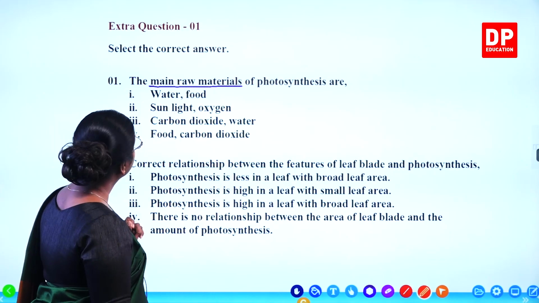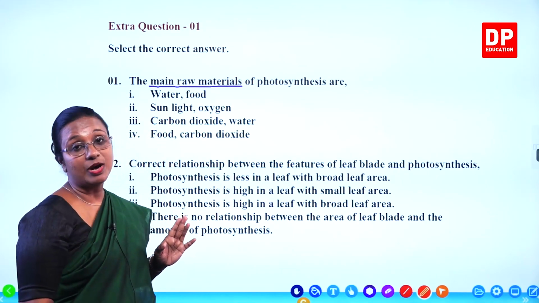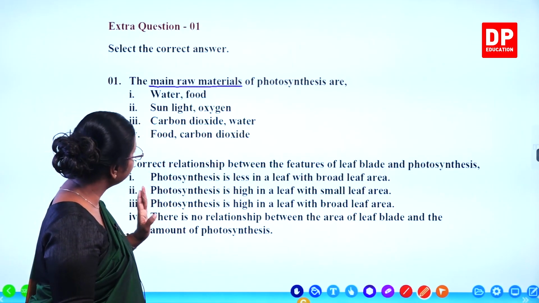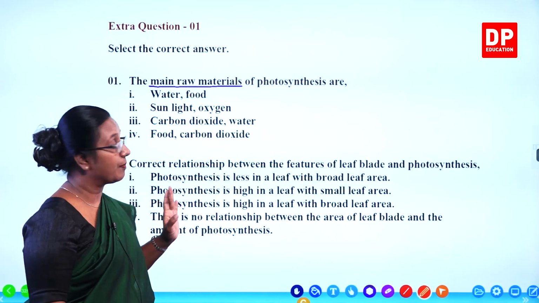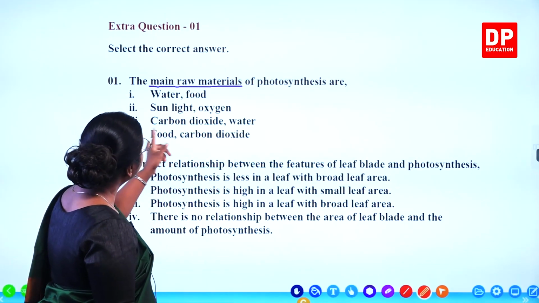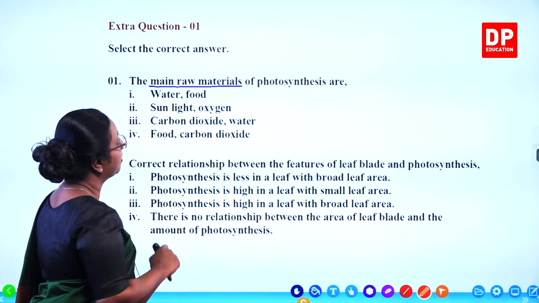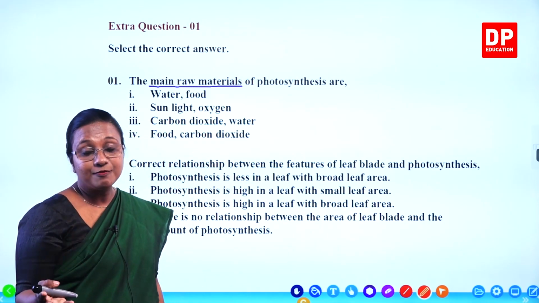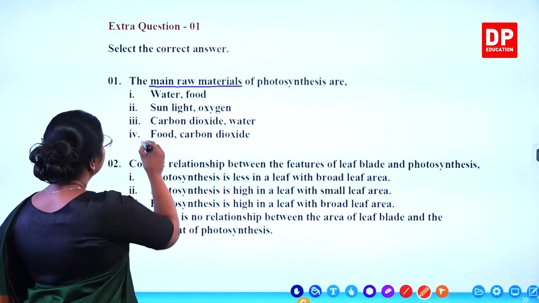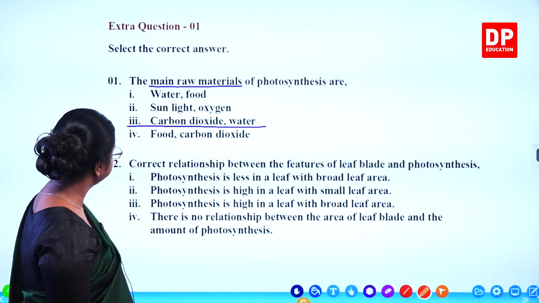So, look at the answers. Water is a raw material. Food is what is produced. Sunlight is needed. It is a factor needed but not a raw material. Oxygen is a byproduct. Carbon dioxide, water, that is correct. Food and carbon dioxide. So, as I said, food is produced. Carbon dioxide is a raw material. So, the answer has to be carbon dioxide and water.